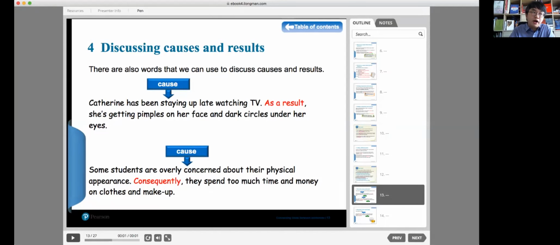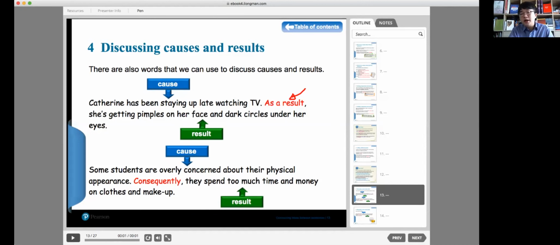So the first part here is the cause. Why is she getting pimples on her face and dark circles under her eyes? Why is this result? Why does she have this result? Because the cause is here. Catherine has been staying up late watching TV. This is the reason, this is the cause. So therefore, we use as a result, this connective, to talk about the result.